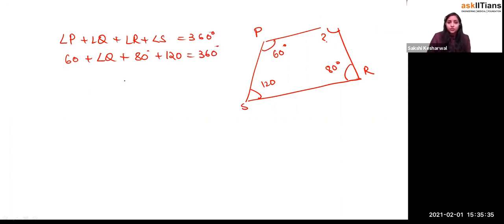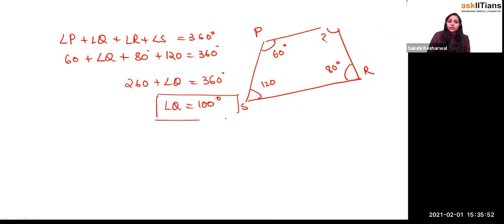Now what do you have to do? You have to just add. So it is equal to 260 degrees plus angle Q is equal to 360 degrees. The three angles add up to 260, so the last angle will be 360 minus 260. So angle Q will be equal to 100 degrees. That's it. So a quadrilateral is formed.